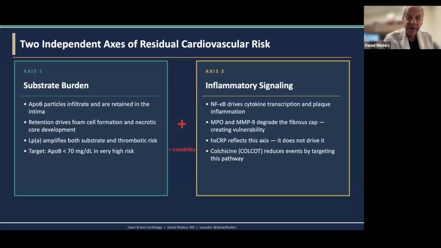And then so that's substrate, and then we want to look at the inflammation. So inflammation is bad. It drives the system in general, and particularly inside the plaque. So we have systemic inflammation, which amplifies things, and inflammation inside the plaque.